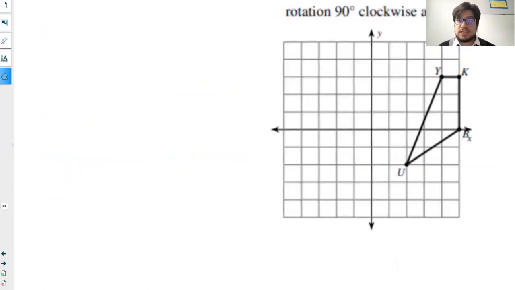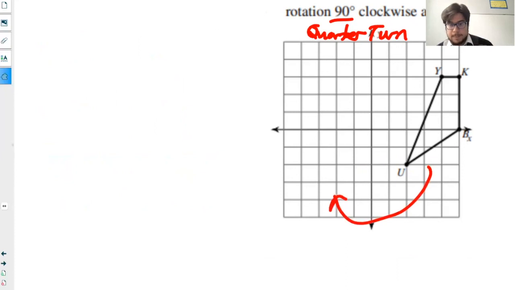All right, we have a rotation clockwise about the origin, 90 degrees, or a quarter turn. We're doing this clockwise, so we're going to turn it this way. It'll be somewhere in this quadrant, in between quadrants 4 and 3.